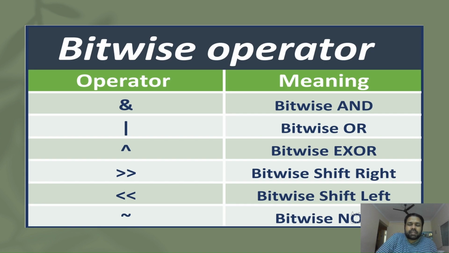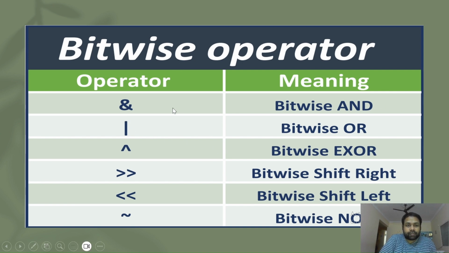Bits. What is meant by bits? First of all, you know that a computer can understand binary language. What is binary language? It is in the form of zeros and ones, right? So we are dealing with those zeros and ones in this particular video. Very first, let us see what bitwise operators we have.